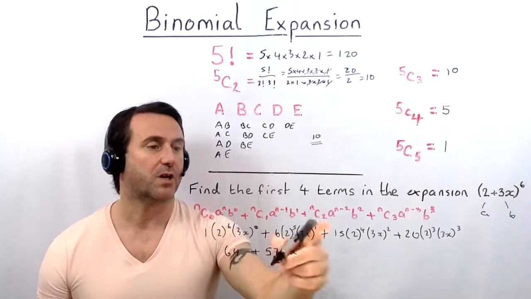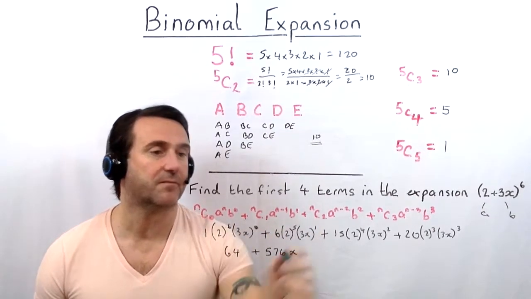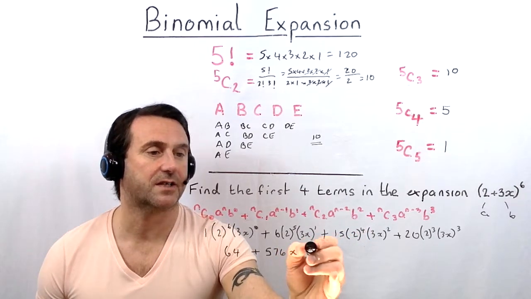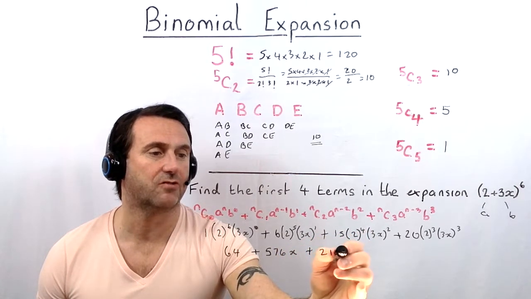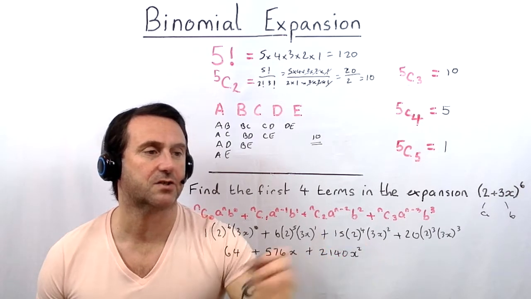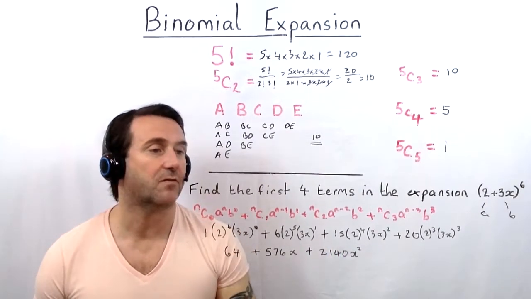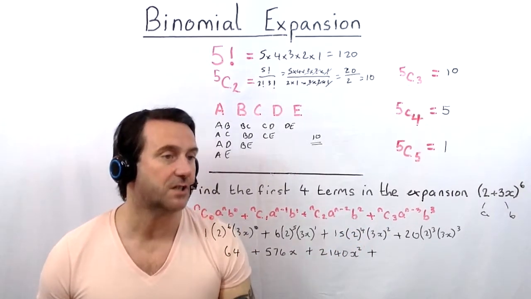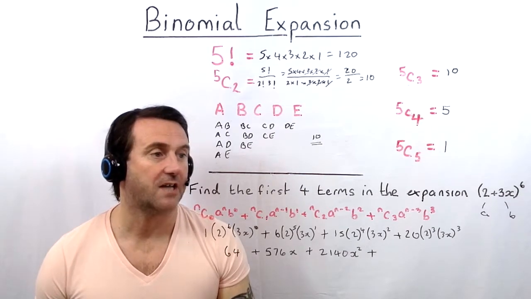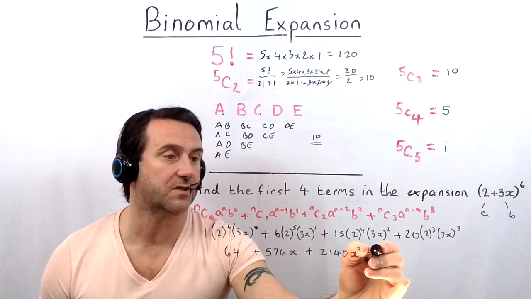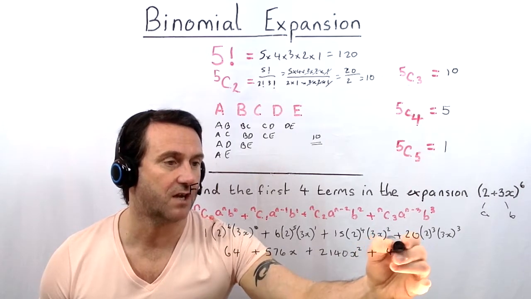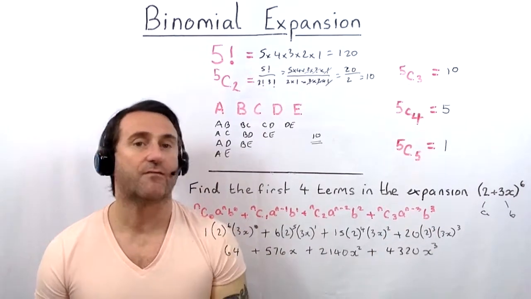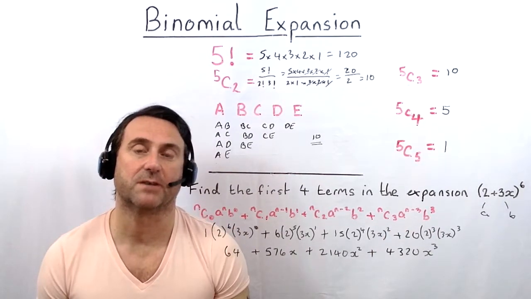576x. Then we're going to add our next term here, 15 times 2 to the 4 multiplied by (3x) squared. That's going to give us 2140x squared. And then finally, we've got to add that to our last term, which is 20 times 2 to the power of 3 and (3x) cubed, which gives us 4320x cubed. So we've got our first 4 terms in our binomial expansion.